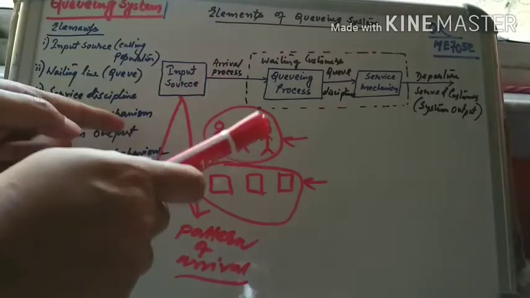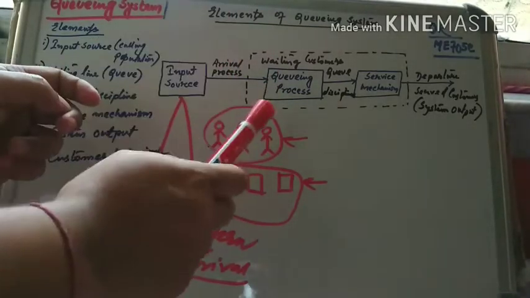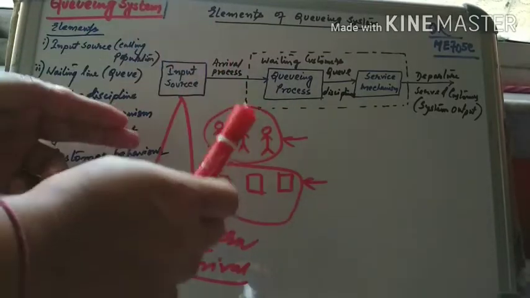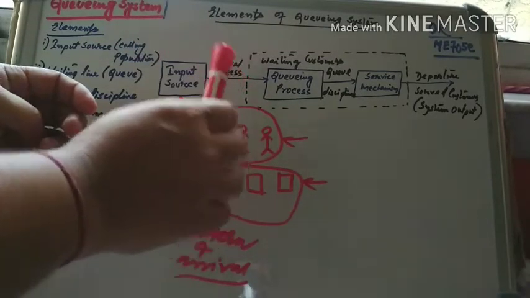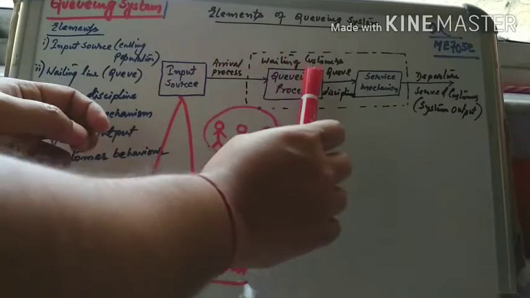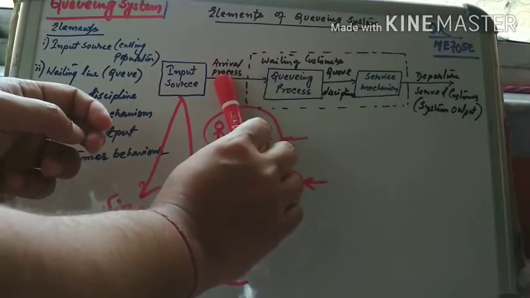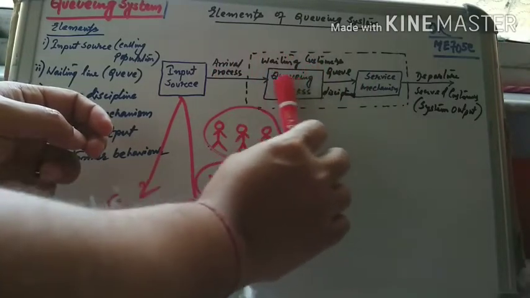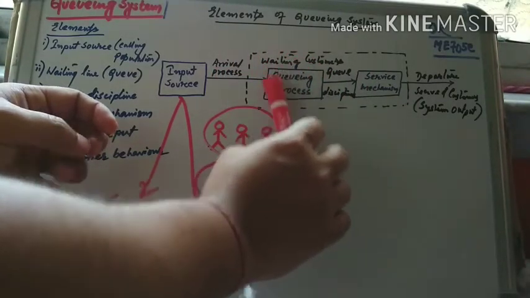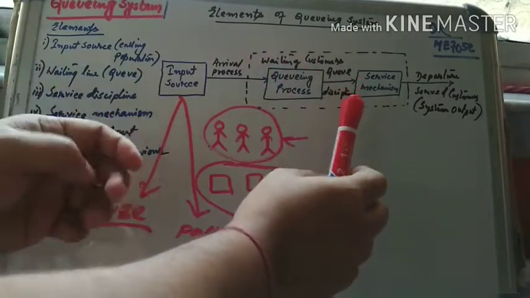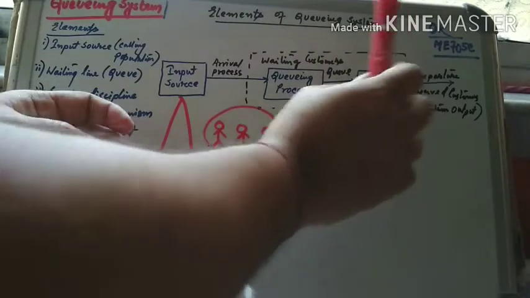These customers, when entering the queuing system, join the queue. Next, at certain times a member of the queue is selected for service. This is the queuing system and this is the service mechanism. It is the arrival process, and these are the waiting customers in a particular queue. Next is the service mechanism.